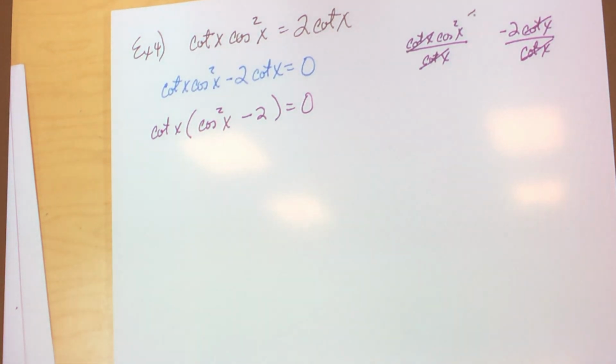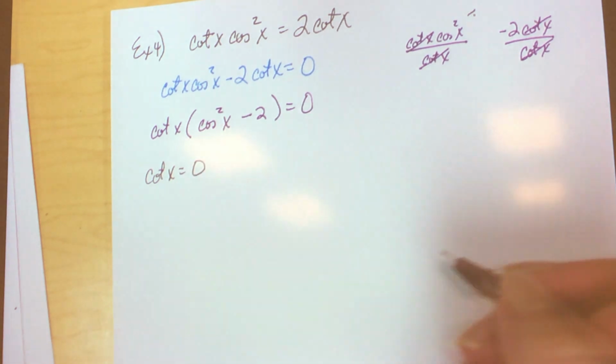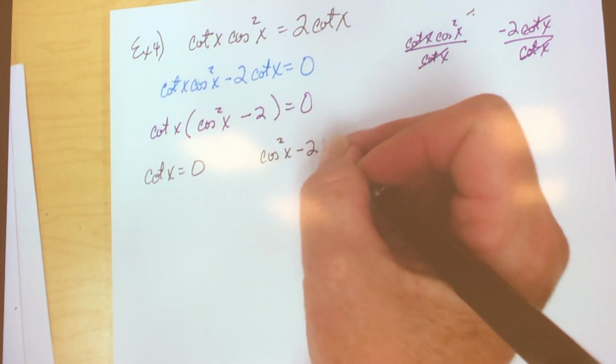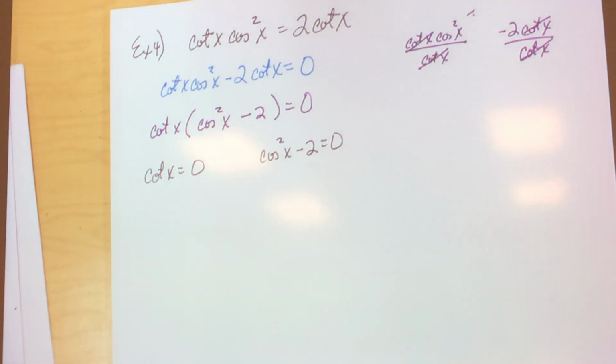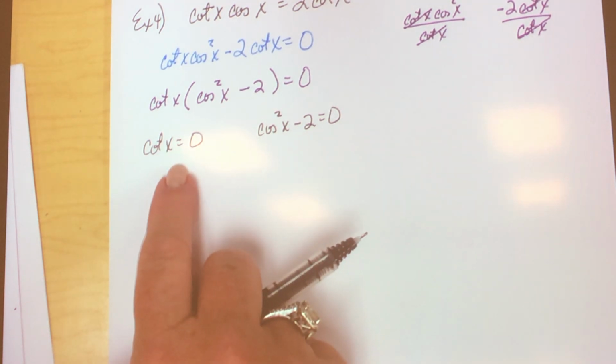So I just factored. Now, what do I do with each one of those factors? I set it equal to 0. So I'm going to set the first one equal to 0. It'll look like this. Cotangent x is equal to 0, or cosine squared x minus 2 is equal to 0. Okay? So let's do this guy first.